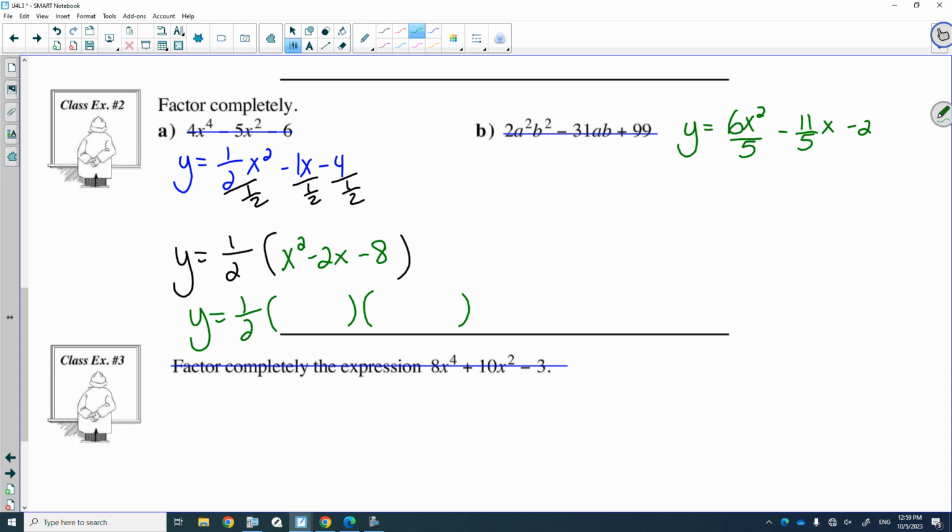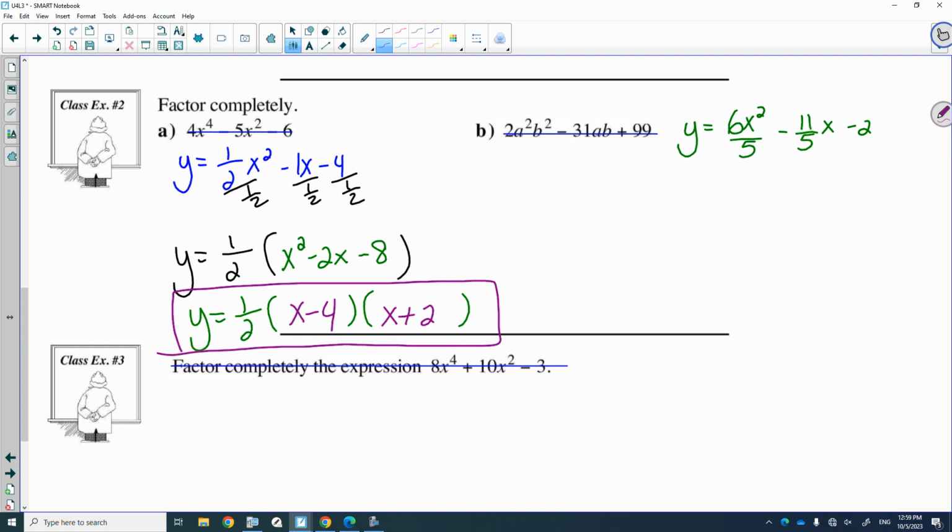Jevin, what will one of my factors be? So the 2 multiply to -8, sum to -2. Okay, I agree with that. X minus 4. Brooke, what will the other one be? X plus 2.